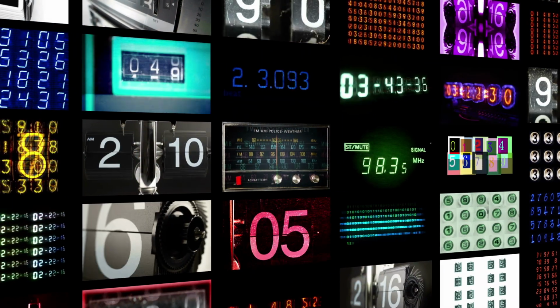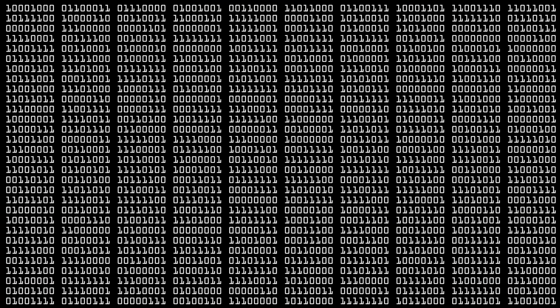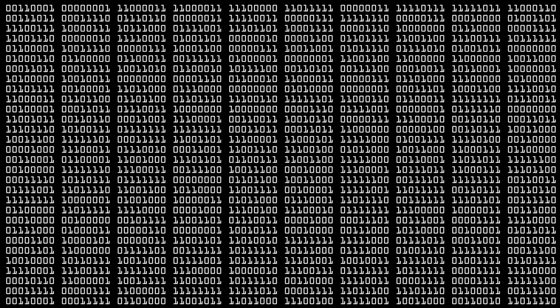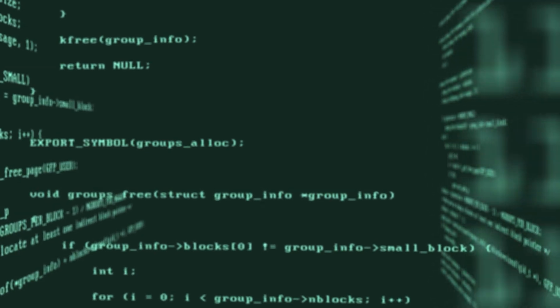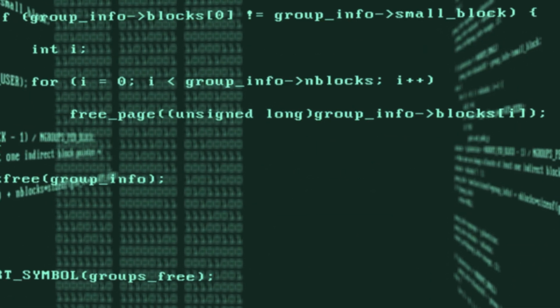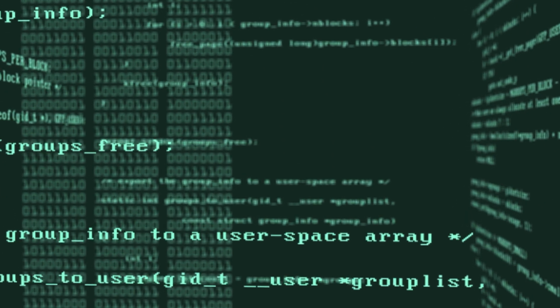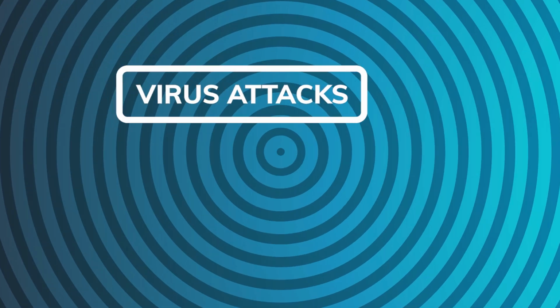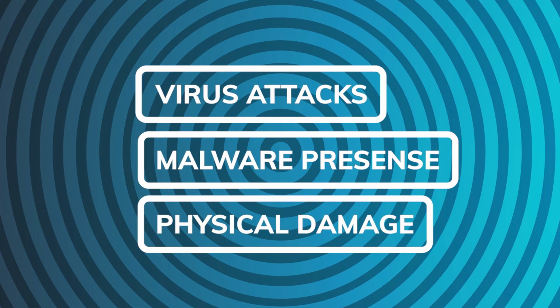Since sectors are used to hold the information, any damage to them poses a threat of potential data loss as well. In general, the sectors on a hard drive can get damaged due to a wide variety of reasons. These reasons may include virus attacks, malware presence, and physical damage.